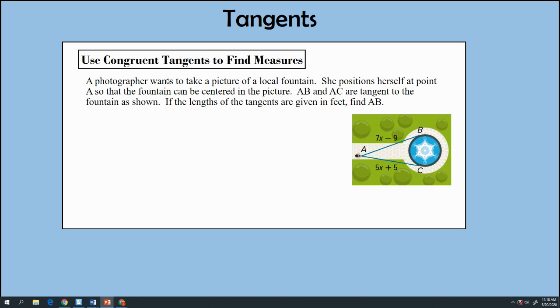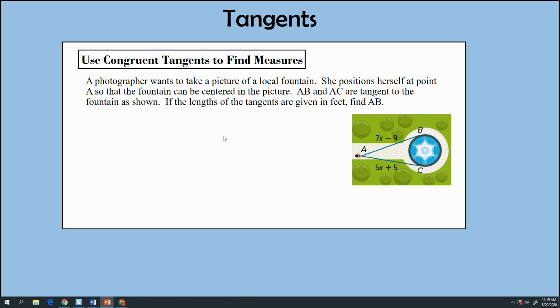The last type of question is dealing with the fact that if I have a point on the outside of the circle and I have a set of tangent lines back to the circle, the tangent lines have to be the same length. A photographer wants to take the picture of the local fountain. There's your photographer standing at point A, on the exterior of that circle. She positions herself at point A so that the fountain can be centered in the picture. AB and AC are tangent to the fountain. Find the lengths of the tangents and find the length of AB.